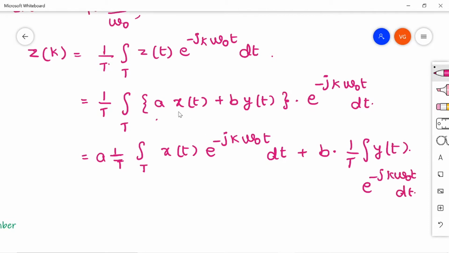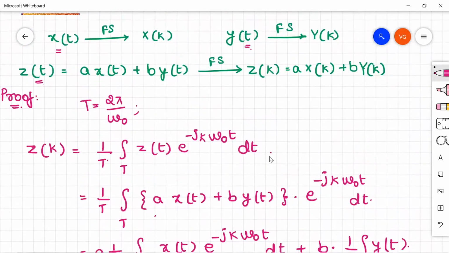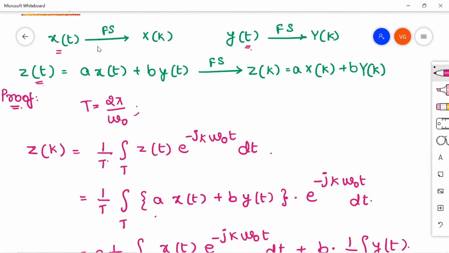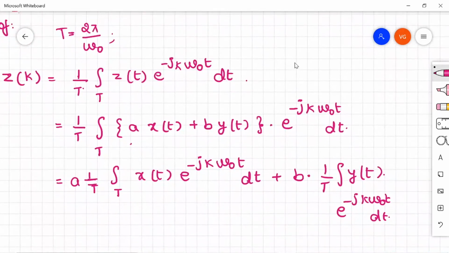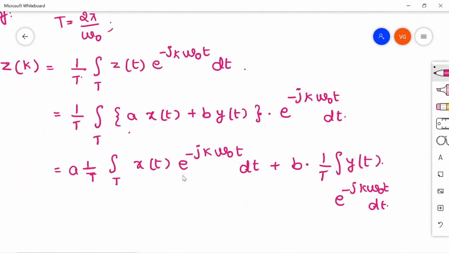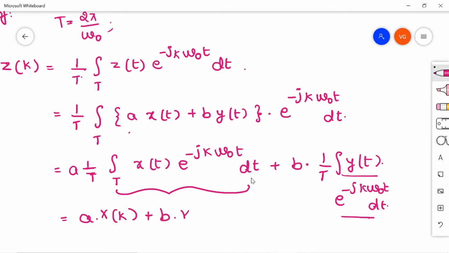As you remember from the definition here, x of k is nothing but the Fourier series of x of t. So by definition you can write integral x of t e power minus j k omega naught t dt is nothing but the Fourier series of x of t. So this part is nothing but Fourier series of y of t. So Fourier series of x of t is x of k and Fourier series of y of t is y of k, right? Hence it is proved.